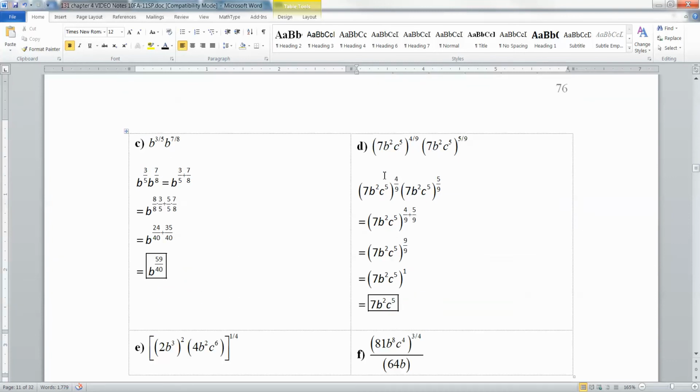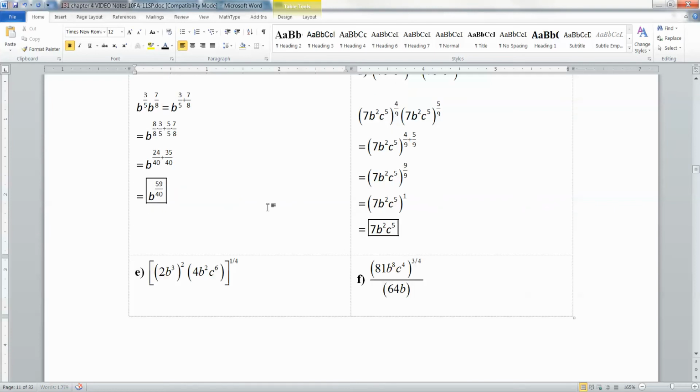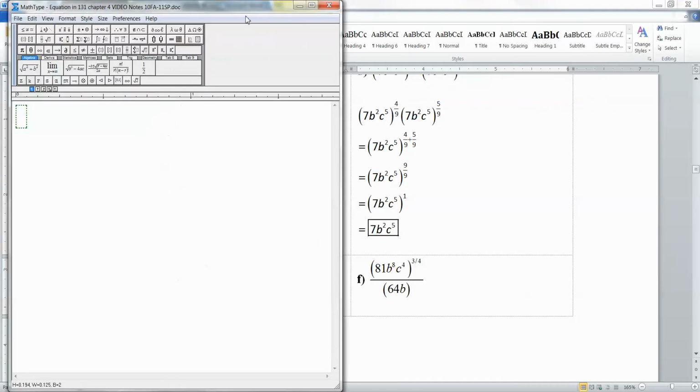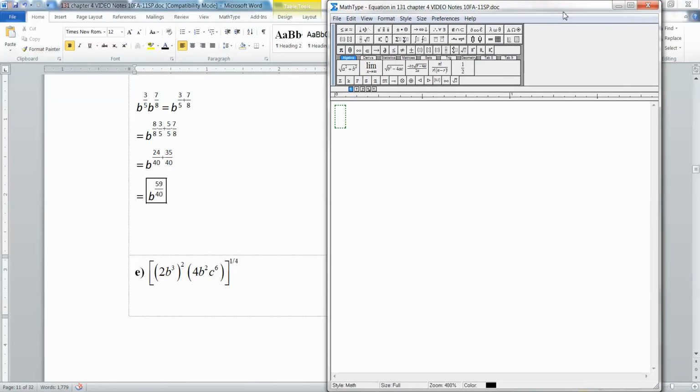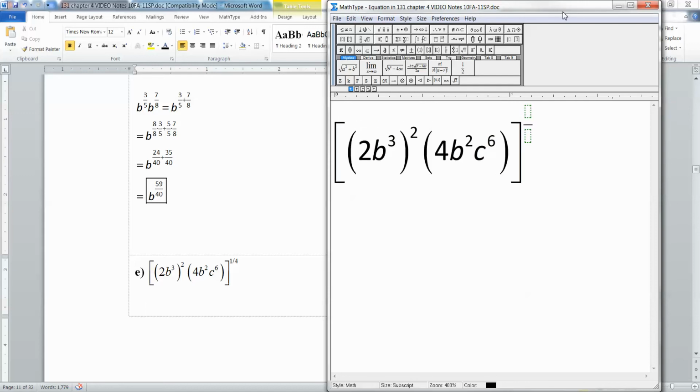All right, so there's that one. Now let's look at E. Now, to quote Han Solo, here's where the fun begins. So we did all the easy ones. Now let's start dealing with some messy things. So we have 2b cubed squared, then we have multiplied by 4b squared c to the 6, and we're going to raise it all to the 1/4 power.